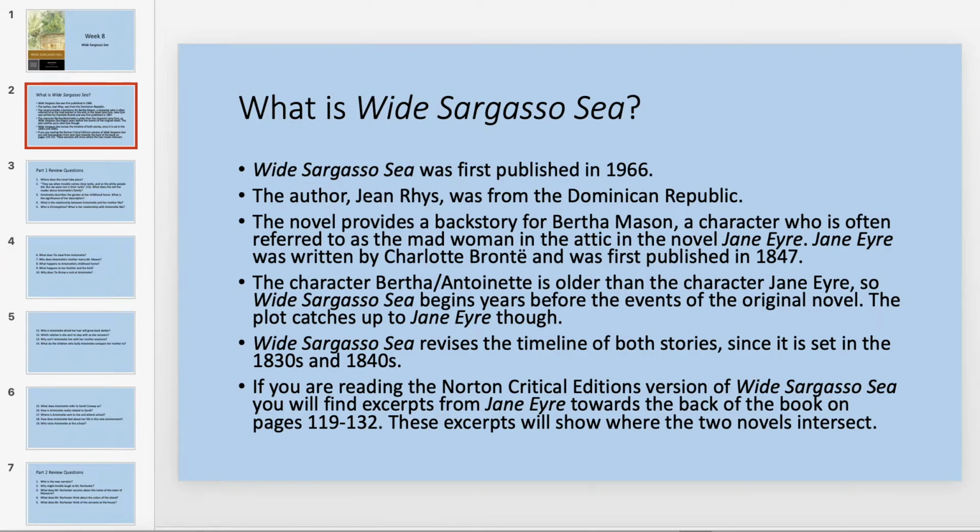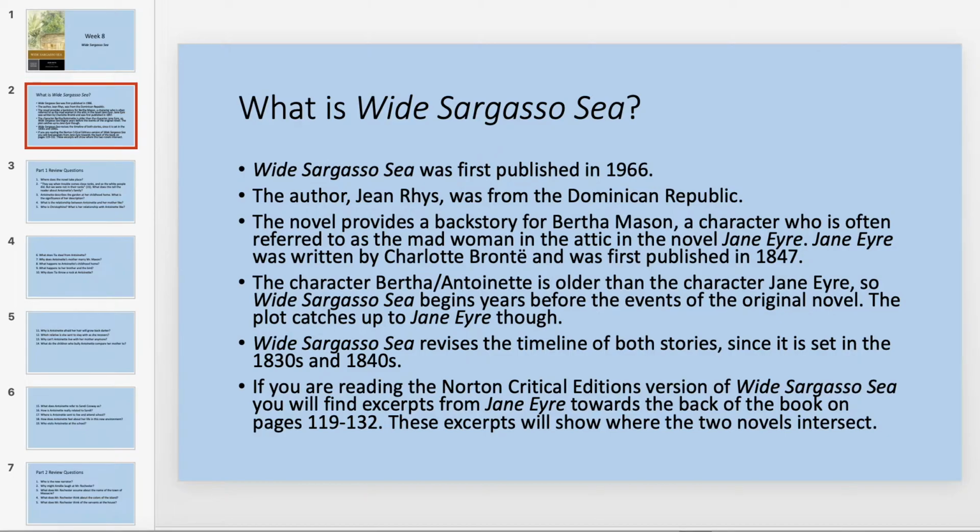So what is Wide Sargasso Sea? Wide Sargasso Sea is a novel that was first published in 1966, and the author, Jean Rhys, is from the Dominican Republic. Now, what is really interesting about this story is that it provides a backstory for Bertha Mason, who is a character who originally appears in the novel Jane Eyre.